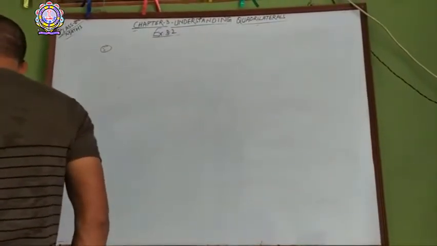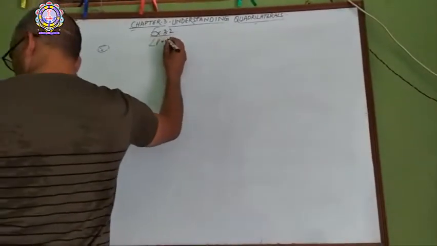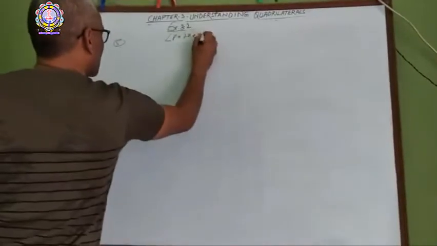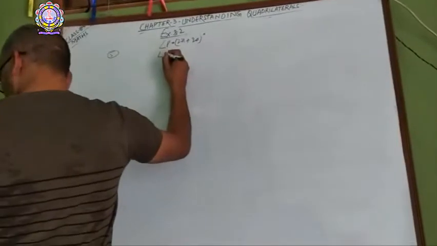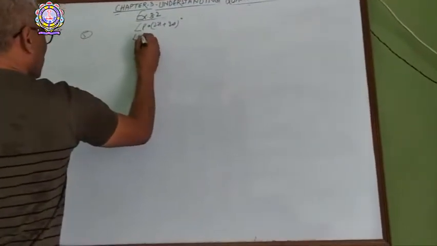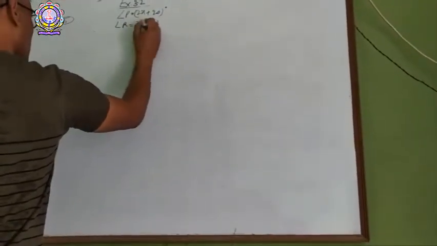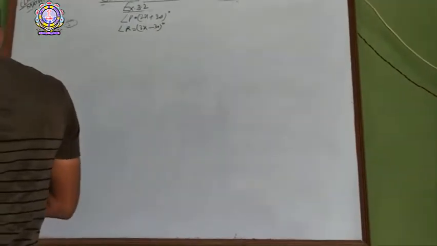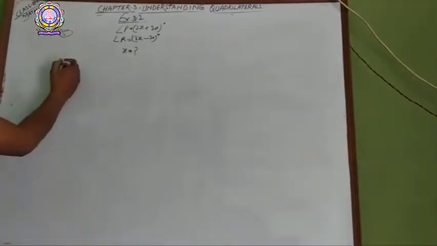Question 5. In a parallelogram PQRS, angle P is equal to 2x plus 20 degree and its opposite angle R is equal to 3x minus 30 degree. Find the value of x. What is the value of x? Okay, solve.